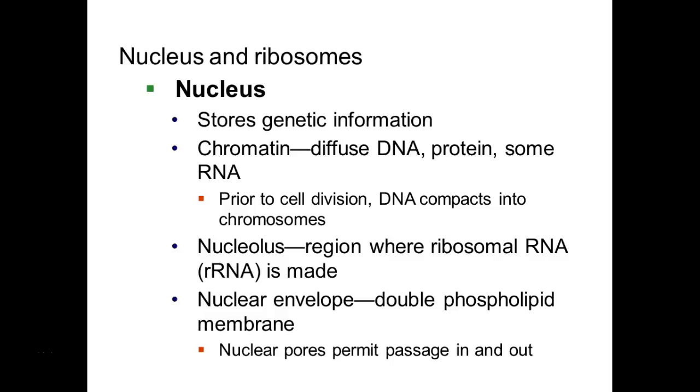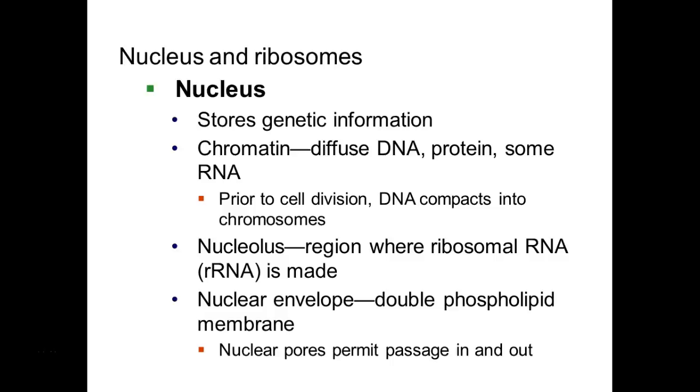It's a plasma membrane, but it's a double membrane. The nucleus stores genetic information. Inside of the nucleus, we will see, when the cell is not dividing, diffuse DNA, protein, and some RNA. This diffuse DNA is called chromatin. Chromatin looks very grainy. I'm going to be taking a look at our cheek cells in lab next week, and you'll see that the nucleus looks quite grainy. That's because the chromosomes are not condensed, and they're present as chromatin.